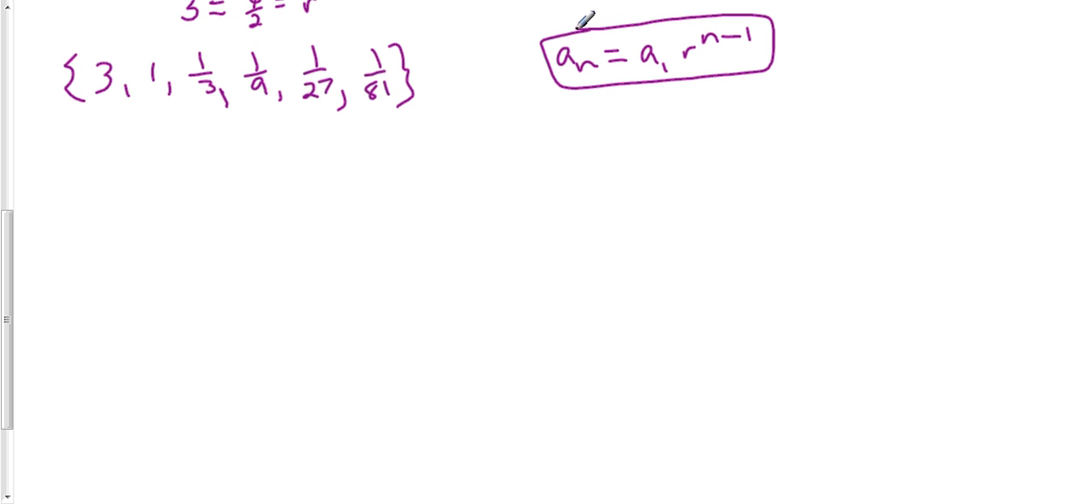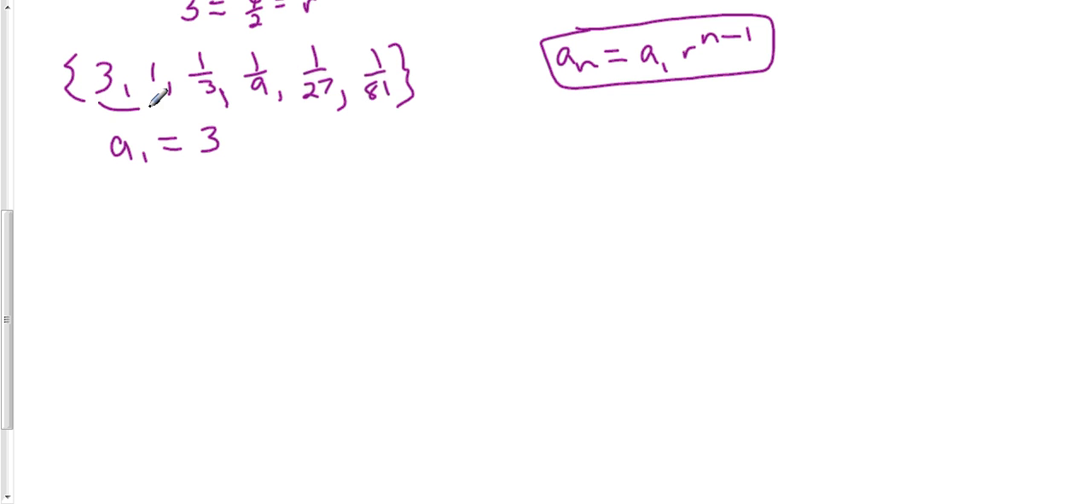So looking at this sequence, what's A1 going to be equal to? Well, it's going to be equal to 3, that first term in our sequence. And what's R going to be equal to? You might be able to do this by inspection. You might be able to look at the progression of numbers in this sequence and figure out what it is, but it never hurts to check.